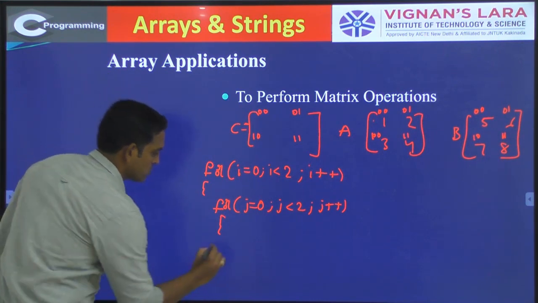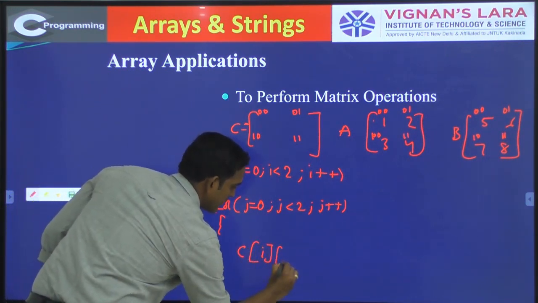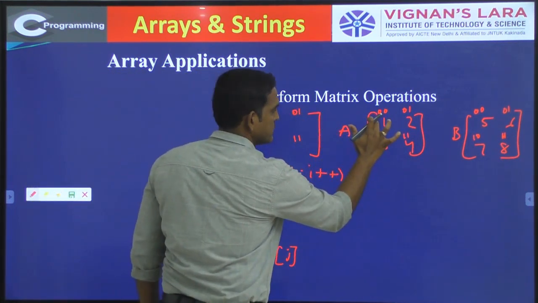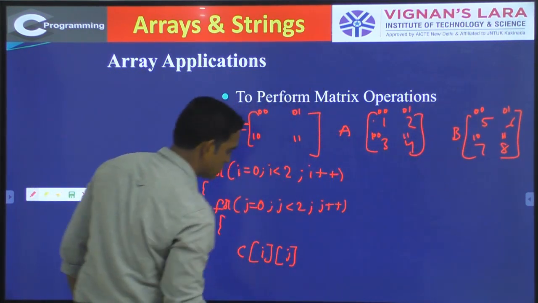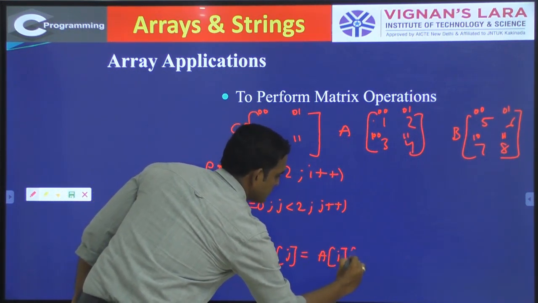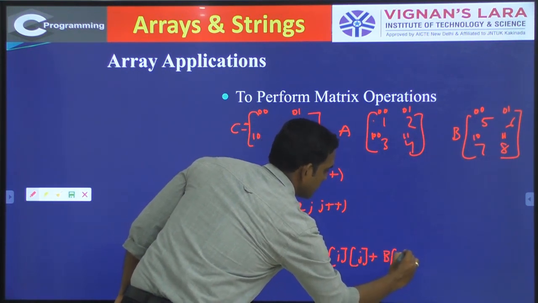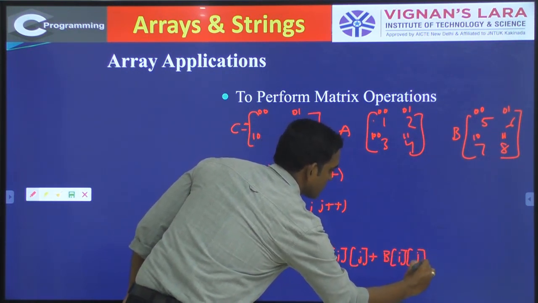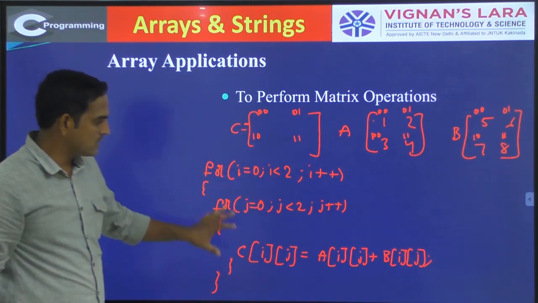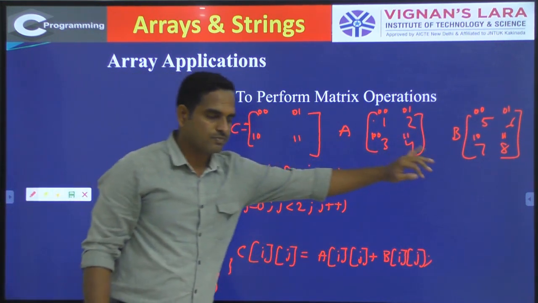Okay, so what is the operation you have to do? C i j, that is C00 is equal to A00 plus B00, A i j plus B i j. So this is the process you have to do, that is, this is how you will be adding all the elements that are present in your matrices.